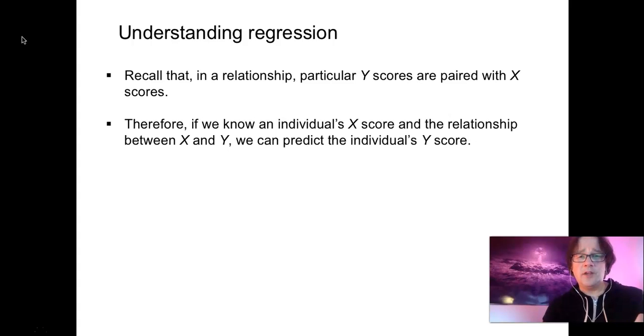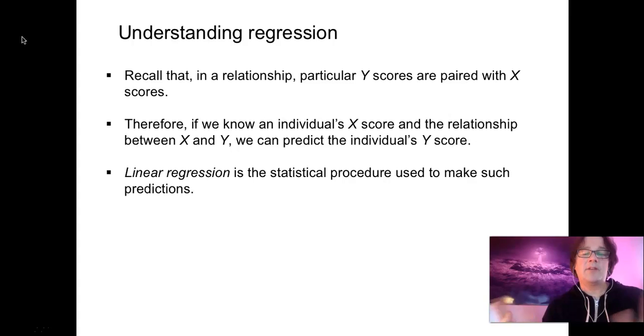So we can remember that in a relationship, in a correlation, let's say, particular x scores and particular y scores are paired. So for every x score, there's a y score. Therefore, if we know an individual's x score and we know the relationship between x and y, we know the strength and we know the direction, then we're able to make predictions about what that individual's y score might be.